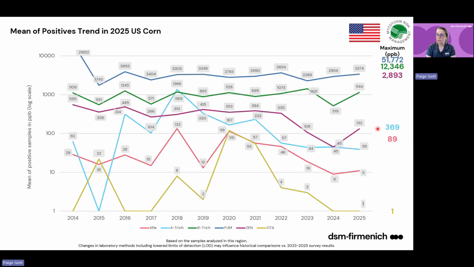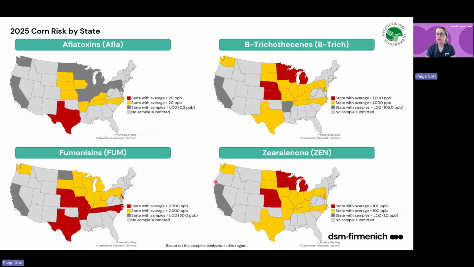Type A trichothecenes, our maximum this year was 369 parts per billion. Our aflatoxin maximum was 89 parts per billion. And then again, we had just really low concentration of ochratoxin A in our one positive sample. Looking at our maps, this represents our corn risk by state.